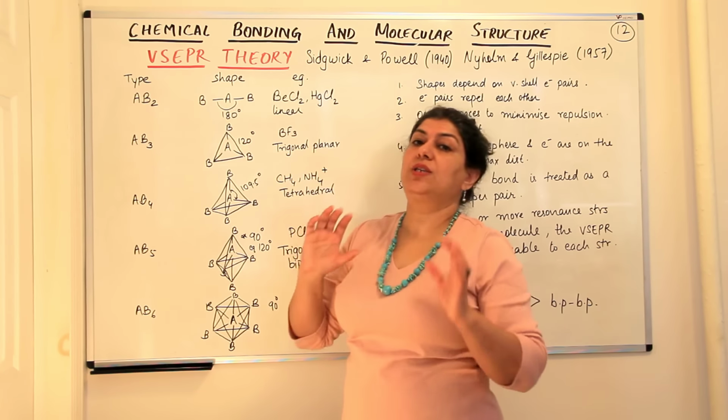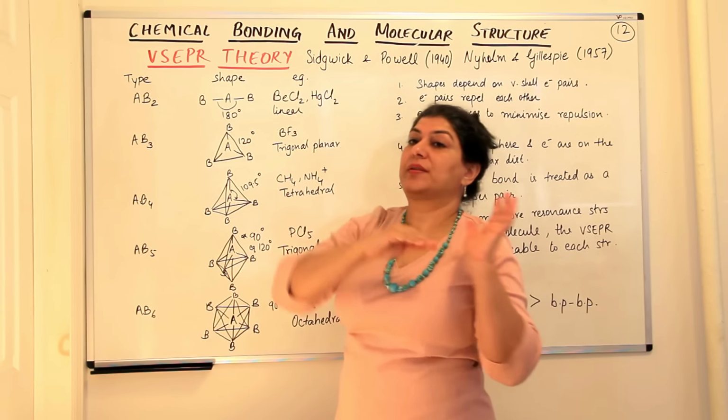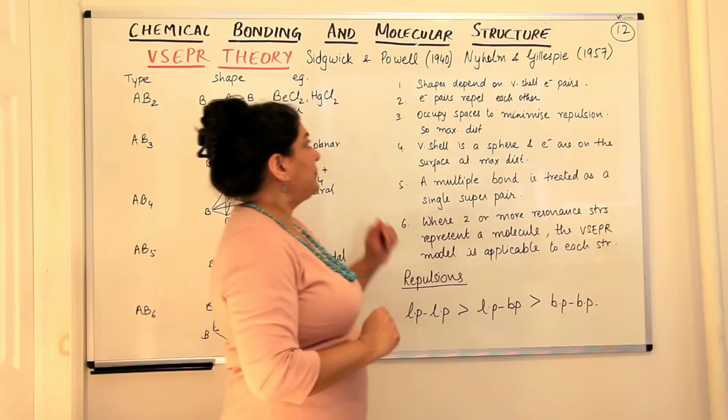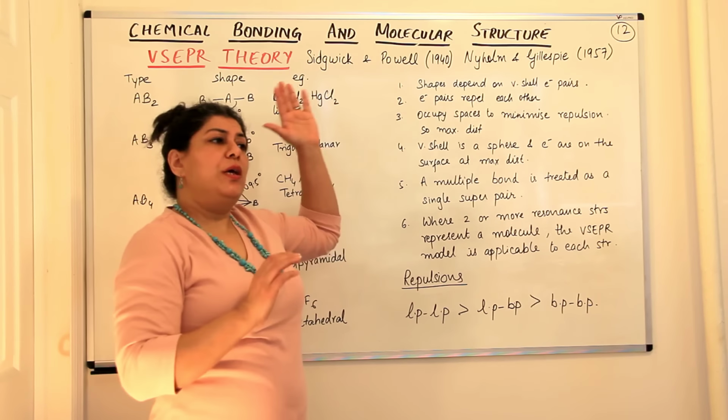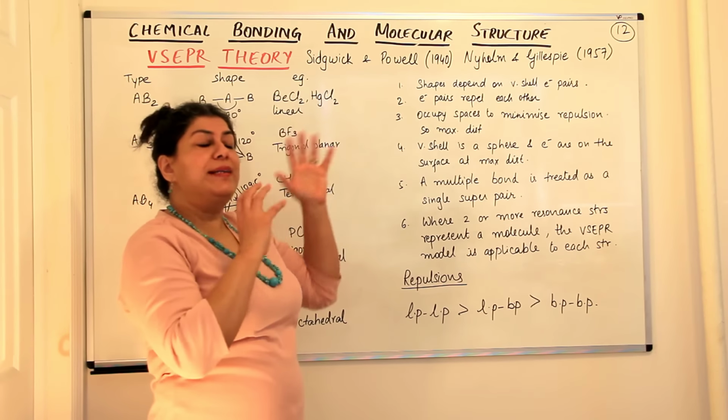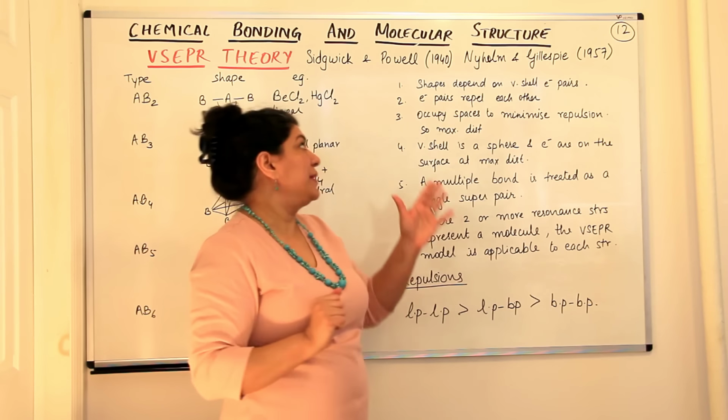And what were the points in this theory? Let us study them one by one. If you look at the name, it talks of valence shell, that is the outermost shell of electrons in an atom. Electron pair means it pairs up electrons. When we did the Lewis structures, if you remember, we made pairs of electrons, the lone pairs and the bond pairs.